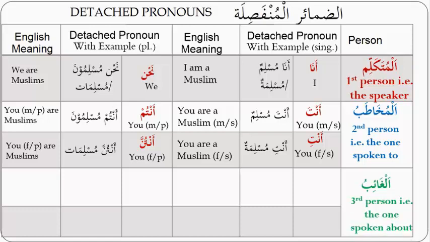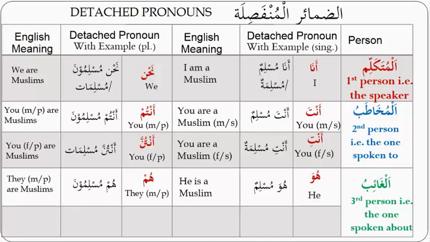Then we have al-ghaib, which is the third person, that is the one spoken about. And we know that is huwa. Huwa means he. The example is huwa muslimun. He is a Muslim. Right? Hum is the plural. Huwa, hum. The damir hum means they, masculine plural. Hum muslimuna. So that would translate as they, masculine plural, are Muslims.